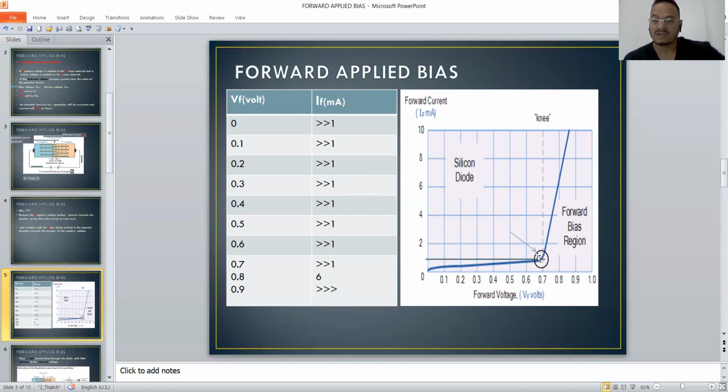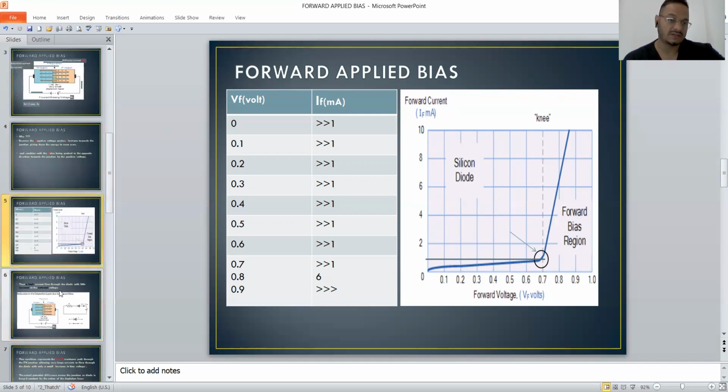Here, I put this circle to mark this point, this limit on the curve. The appropriate name for it is the knee. At this knee, we will be dealing with a sudden increase in current.